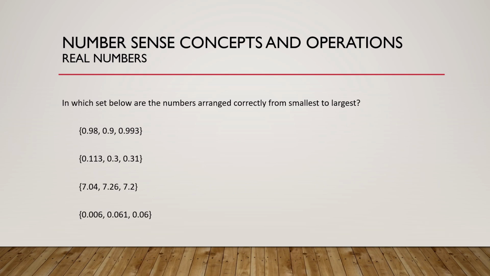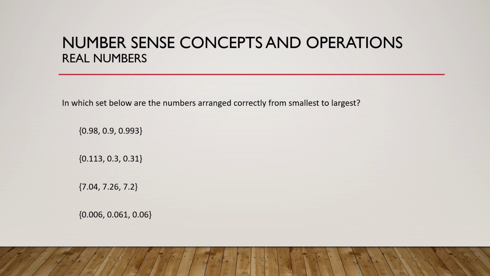In which set below are the numbers arranged correctly from smallest to largest? In each set of numbers, the larger and smaller values can be determined if we express each number in the set with the same number of digits to the right of the decimal place. Adding zeros to the end of a number right of the decimal will not change the value, so this can be done to make comparison easier.